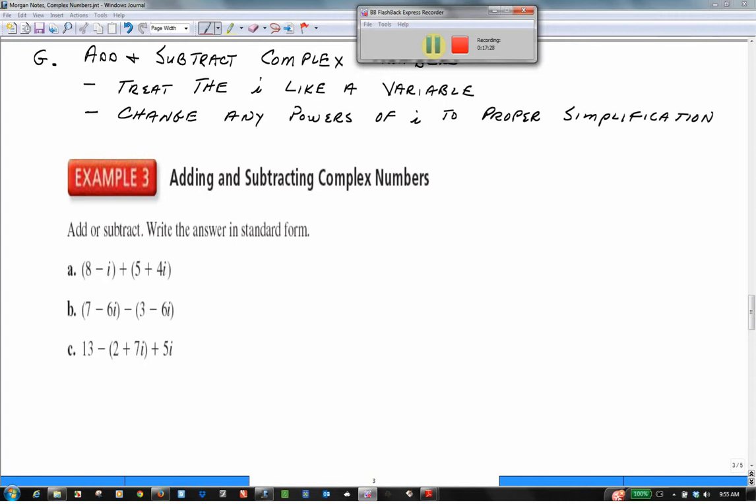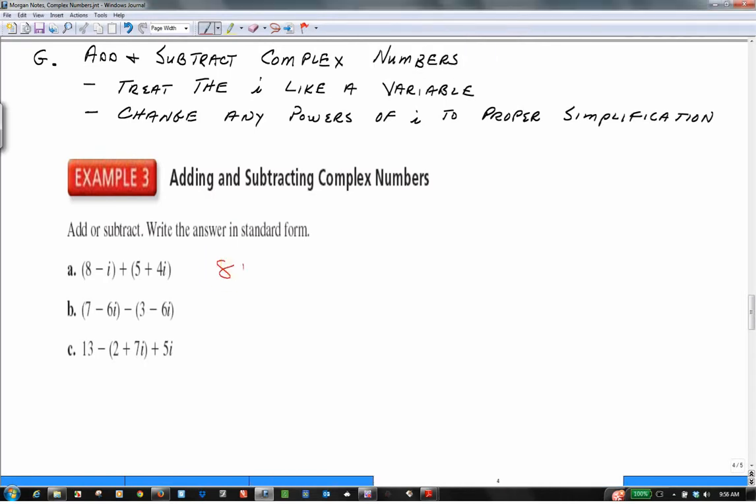So let's take a look at the first problem. If I want to rearrange this, I would have 8 plus the 5. Then I have a minus i plus 4i. And this is just going to add like x's. So 8 plus 5, that would be equal to 13. A negative i plus 4i would simply be plus 3i. So I treated that part just like I would any variable. Let's look at the next one.